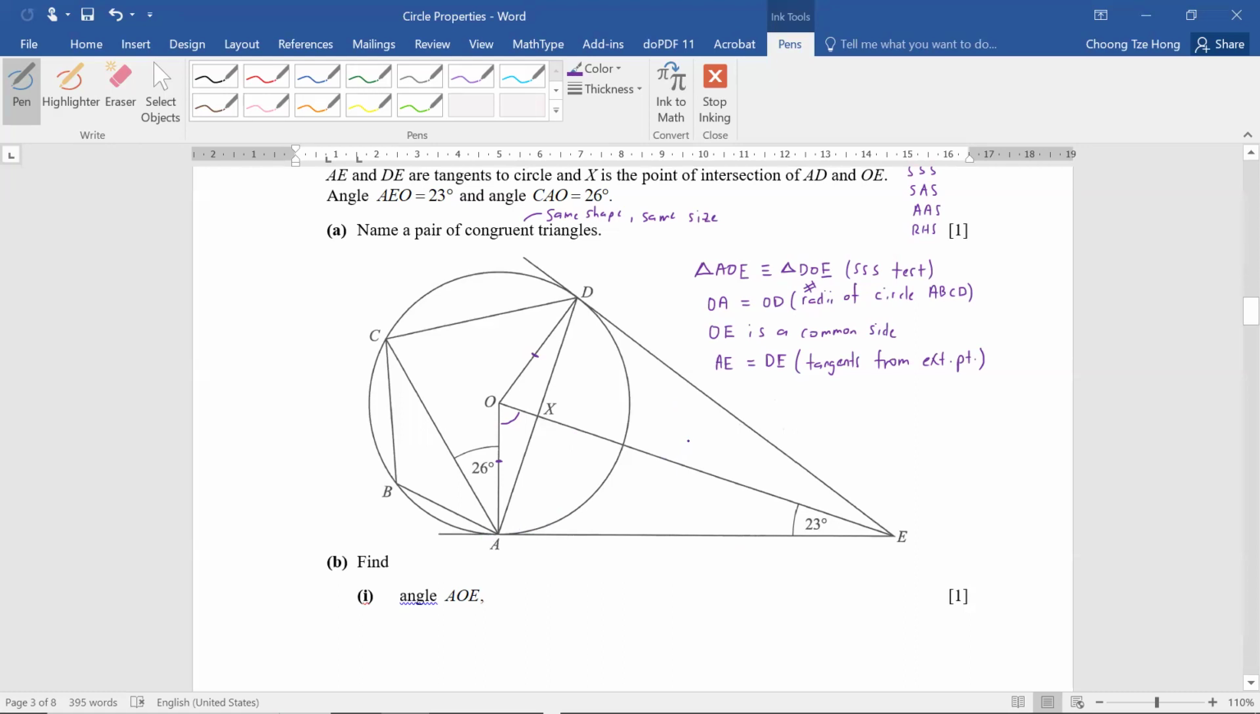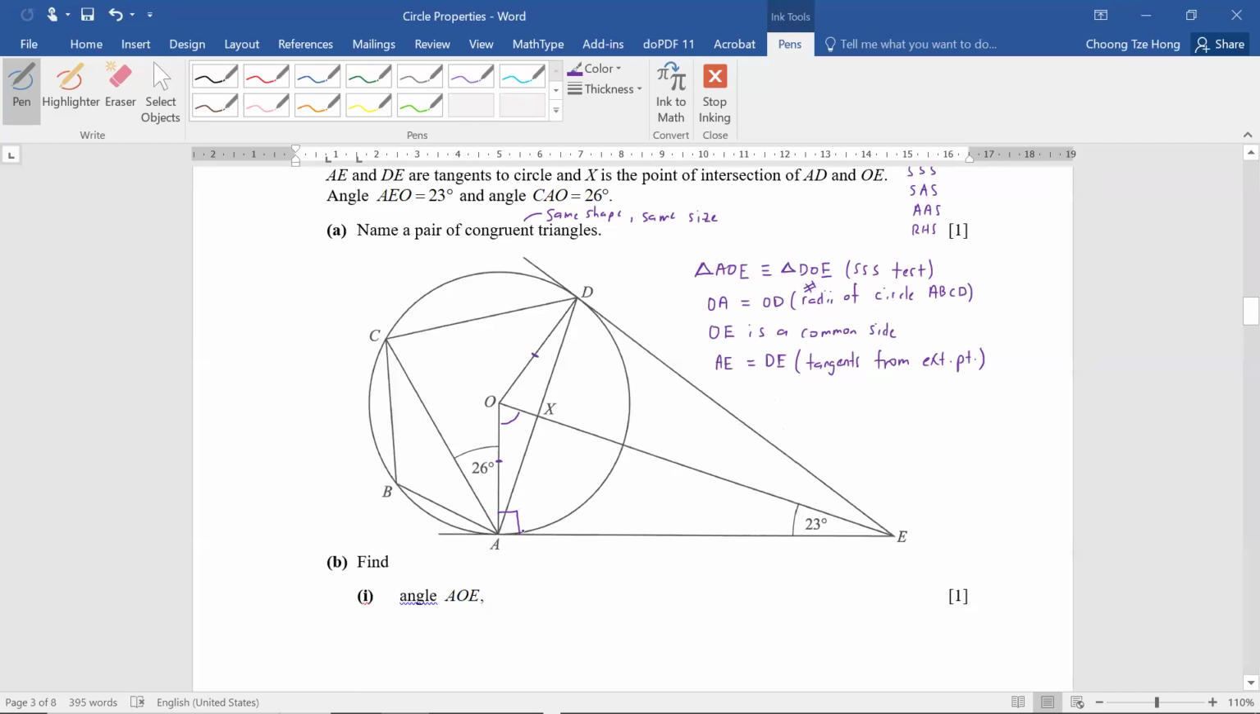Of which there are only 2. One is tangents from external point, which we have already mentioned. The other one would be tangent perpendicular to radius. And we also have radius OA. So this means that this angle over here is 90 degrees.